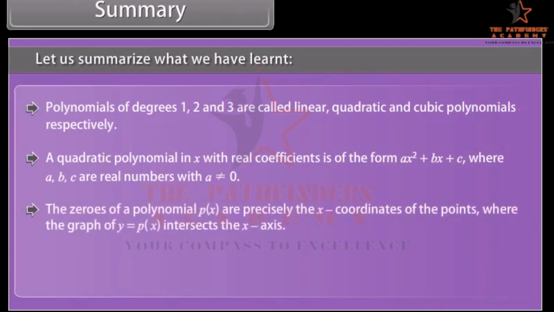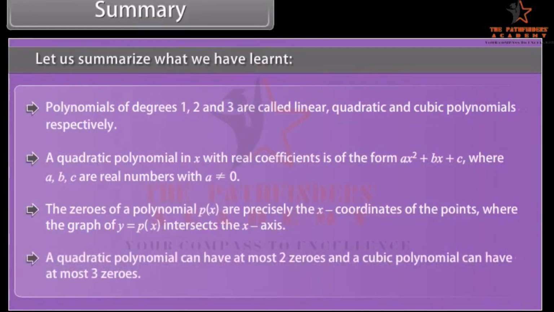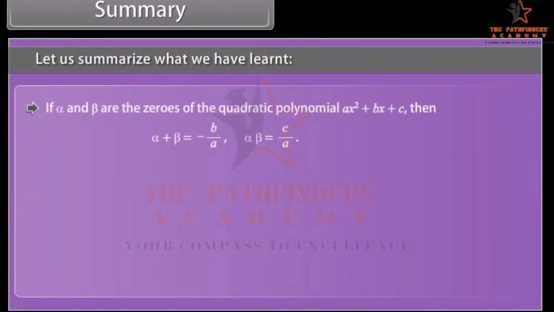The zeros of a polynomial p(x) are precisely the x-coordinates of the points where the graph of y equals p(x) intersects the x-axis. A quadratic polynomial can have at most 2 zeros and a cubic polynomial can have at most 3 zeros. If alpha and beta are the zeros of the quadratic polynomial ax square plus bx plus c, then alpha plus beta is equal to minus b upon a. Alpha beta is equal to c upon a.